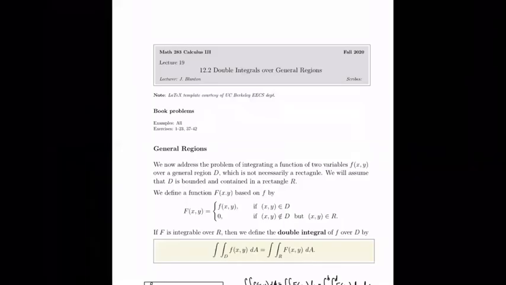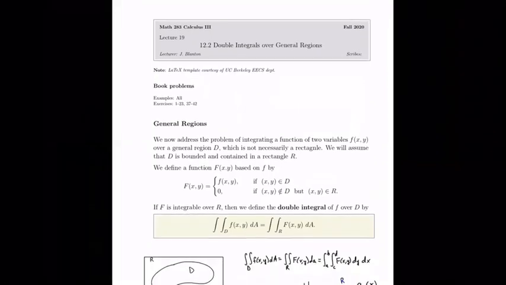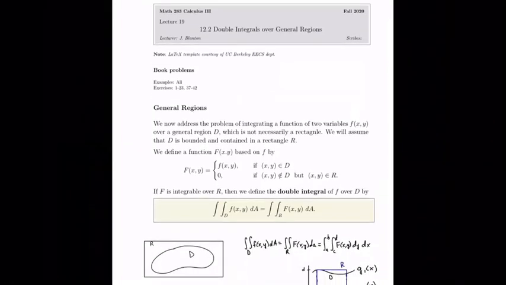Section 12.2 is double integrals over general regions. So now rather than integrating a function over a rectangle, we'll integrate over any general region in the plane, or at least a general region which has reasonable boundaries defined by functions of y or functions of x. And see down below, a general sketch of such a region D.